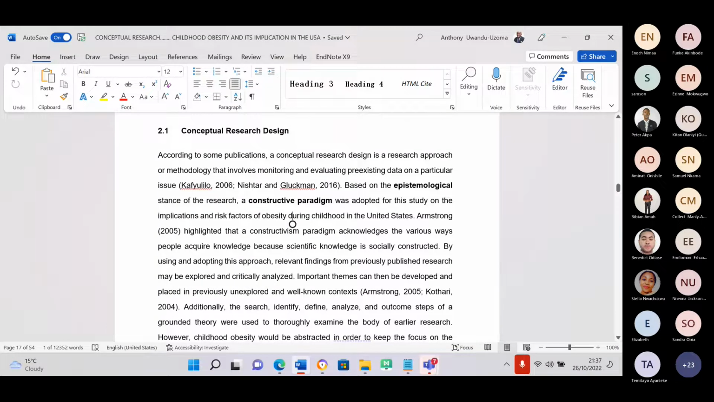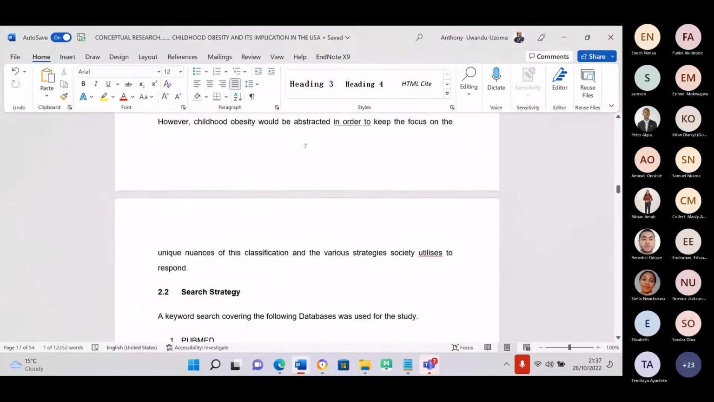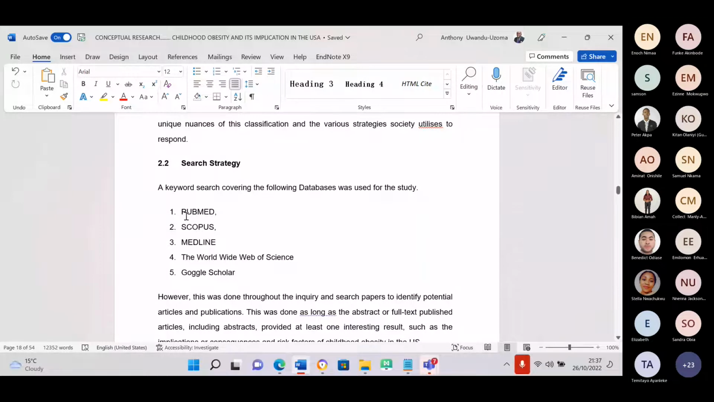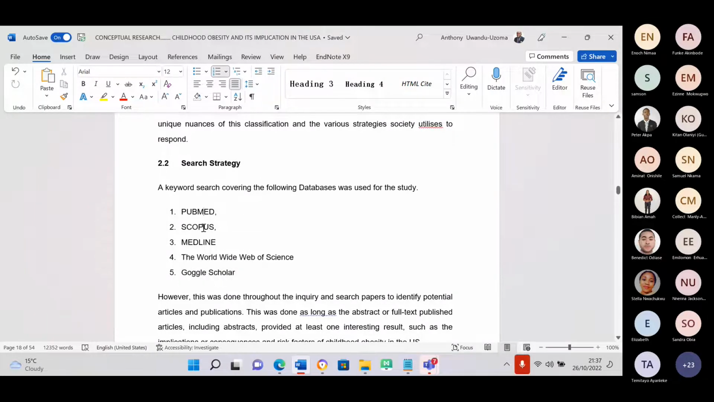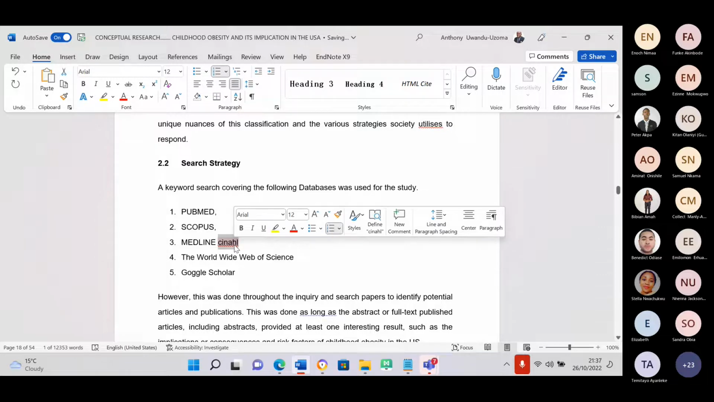All right, so, your search strategy. Like I told you, you can use CINAHL. Google Scholar is not allowed. Don't use it, it is not reliable for peer-reviewed studies. You can use PubMed, Scopus, Medline, CINAHL. Let me see the spelling here: CINAHL. If you use these five databases, you have tried.